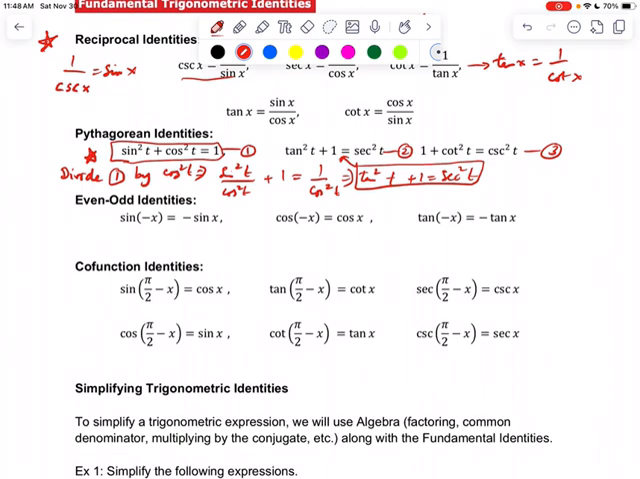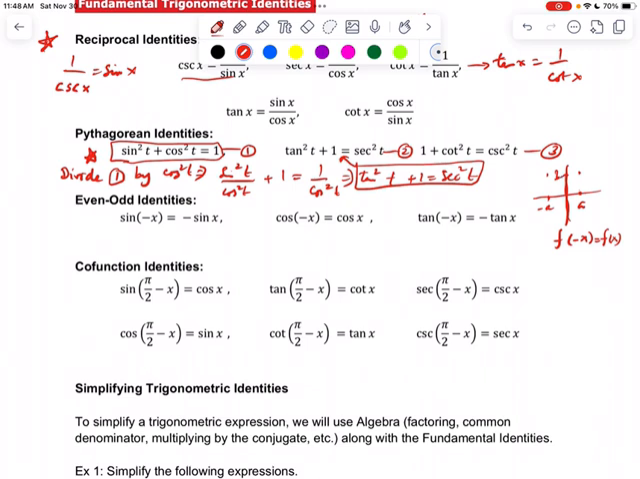Next are even odd identities. Now an even function is a function which is, we say, symmetric about the y-axis. So in other words, if you see something like this, f of negative x is the same as f of x, then we say the function is even. It means if at x equal to a the value is b, then at negative a the value is also b.